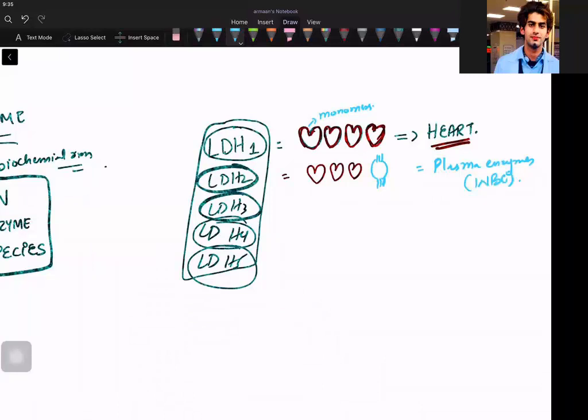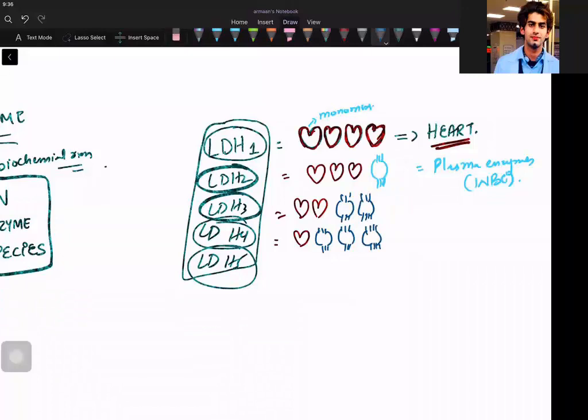When I talk about LDH3, it is going to have an equal split, I should mark it like this. So 2 monomers for heart and 2 monomers for muscle. Then in LDH4, I am able to see only 1 heart and then 3 muscle. Are you able to understand what I am doing, guys? Don't think that I am making hearts in the human body. I am making it as a monomer.